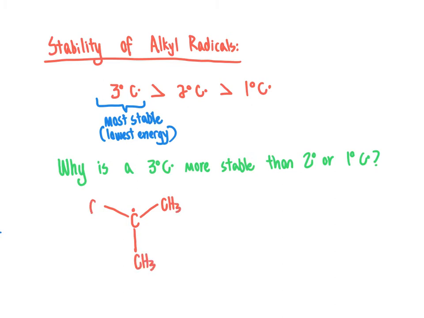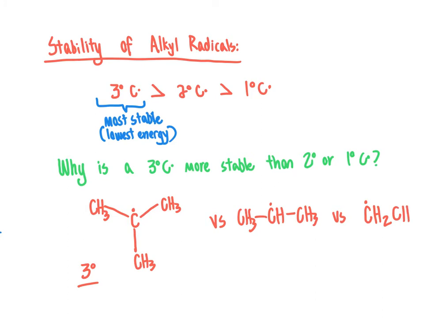So if we have a tertiary carbon radical, such as this structure on the left, versus a secondary carbon radical, the structure that I'm showing here in the middle, versus the structure that I'm going to show on the right, which is our primary carbon radical example. When we think about the unstable portion of that molecule, of course, it is the carbon that has that unpaired electron.